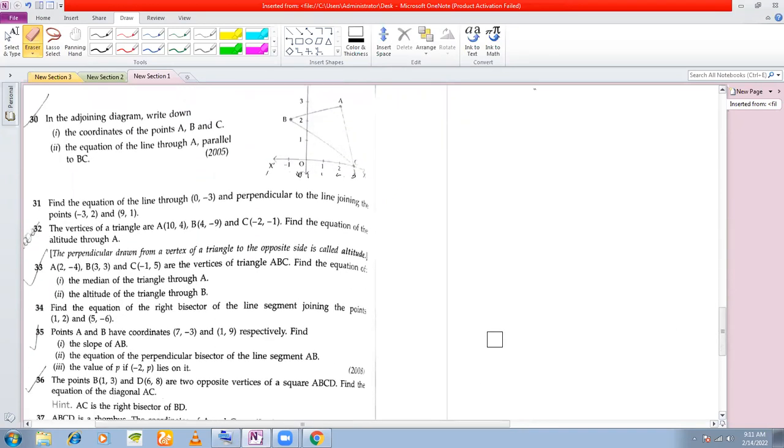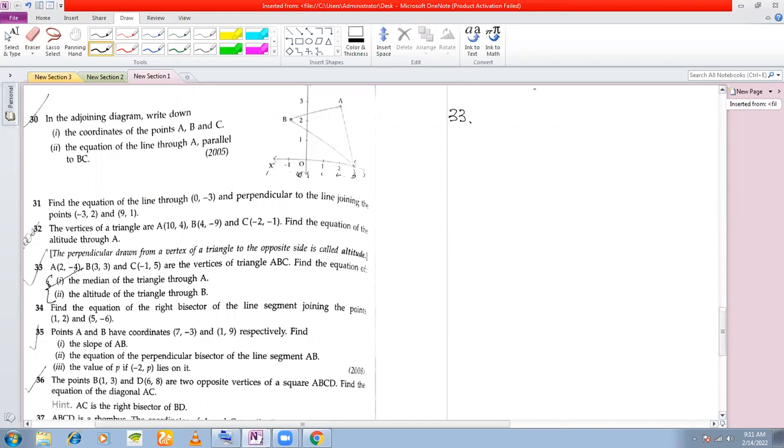Okay, so the next question that I want to do here is question number 33. The question here is, three coordinates are given to you, A, B, and C, which are the vertices of triangle ABC. Find the equation of the median through A, and you have two parts to this question.